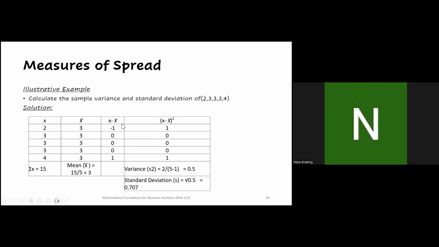And then we divide by the number of observations, n minus 1. So the n is 5, 5 observations minus 1. That's what we have in the variance here. So the variance here is 2 divided by 5 minus 1. That gives you 0.5. That is the variance. Now, if you want to calculate the standard deviation, we just find the square root of the variance. So the square root of 0.5 gives us 0.707.